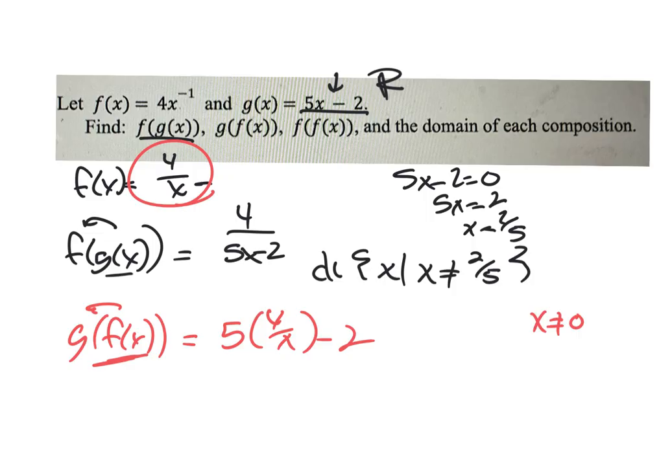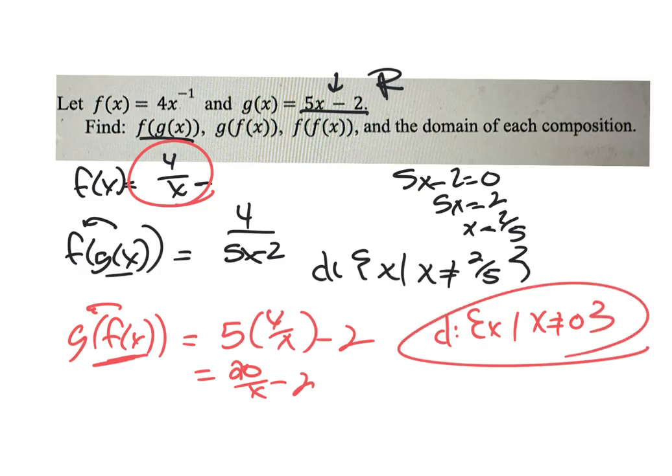Okay, now if I work this out, I'm going to get 20 over x minus 2. And still the domain, you can't have 0 on the bottom, so the domain is still x cannot equal 0. So my domain would be all x's such that x can't be 0. Okay, so there's that domain. And we got one more. The last one's kind of a weird one.